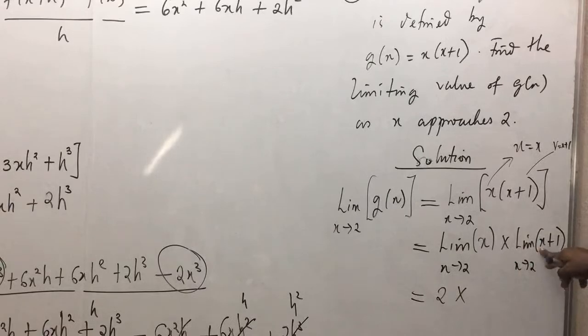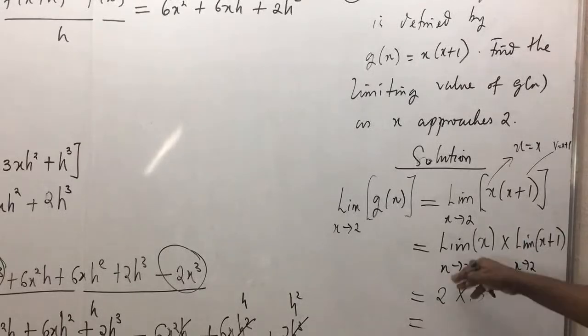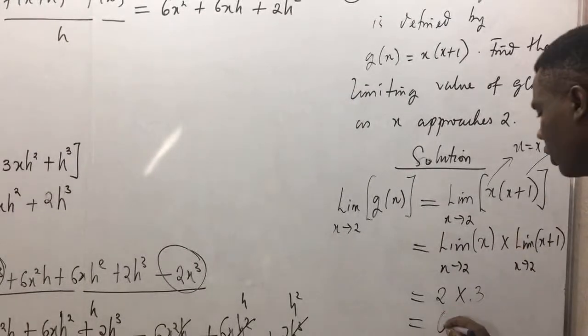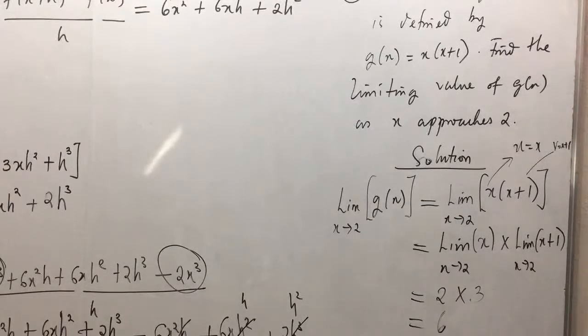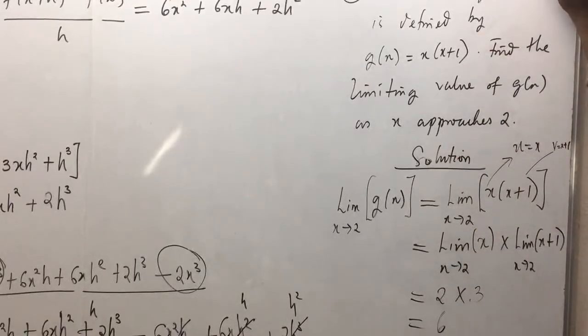So if I put 2 in place of x, it becomes 2 plus 1, and that will give me 3. So the limit as x tends to 2 of this function will be 6. Okay? So it is as simple as that to obtain the result for problem number 2.